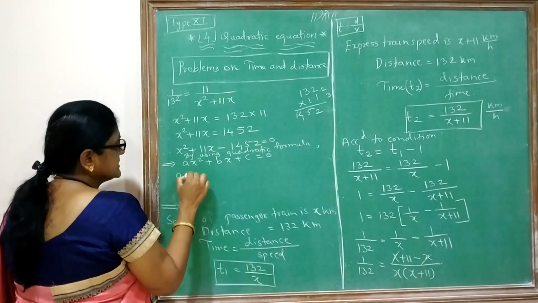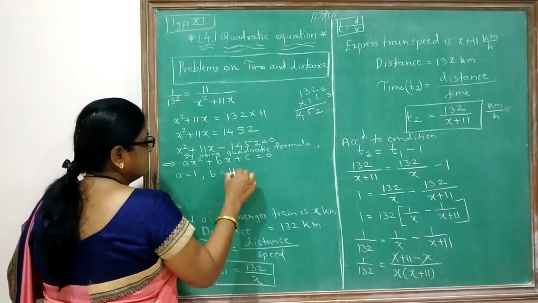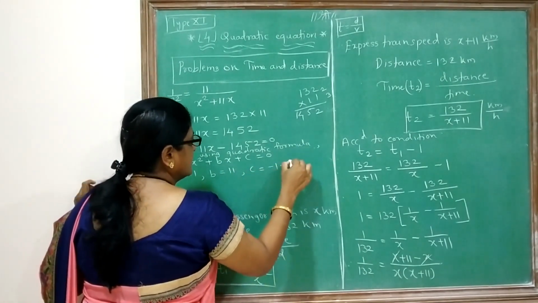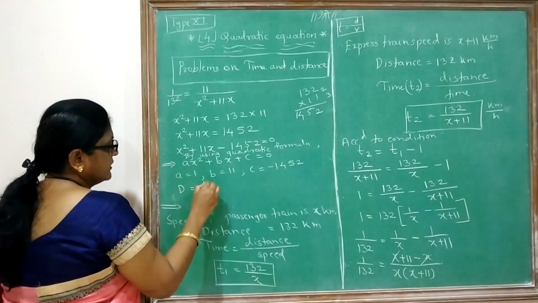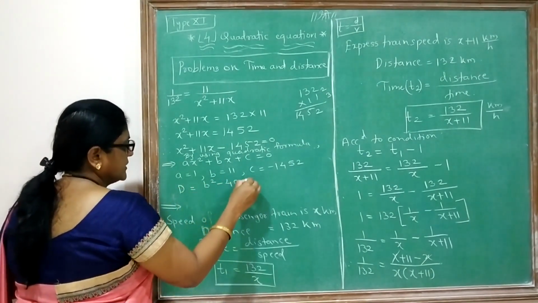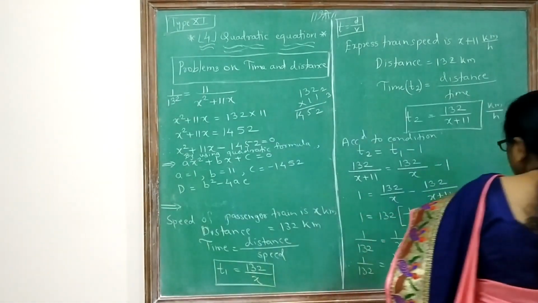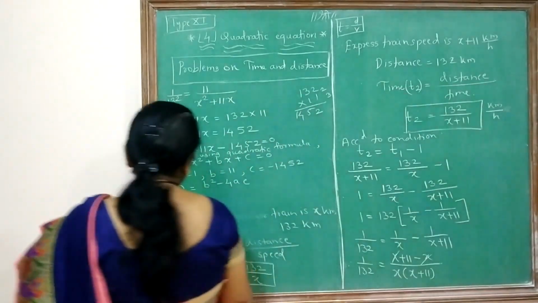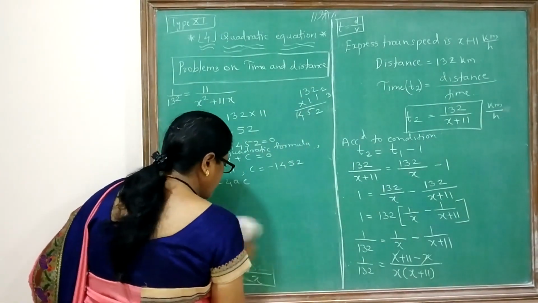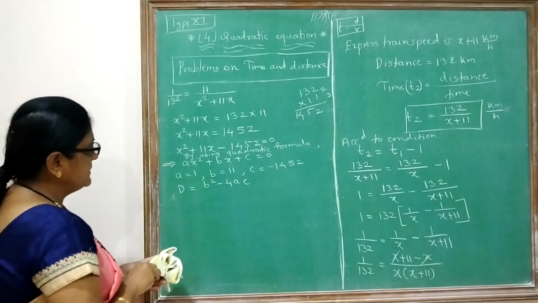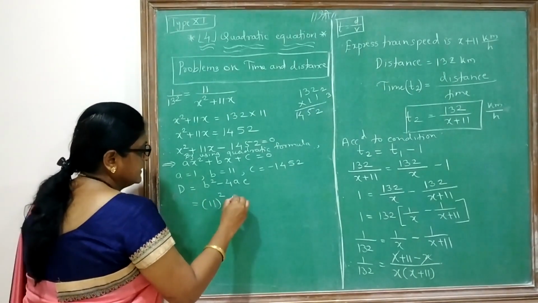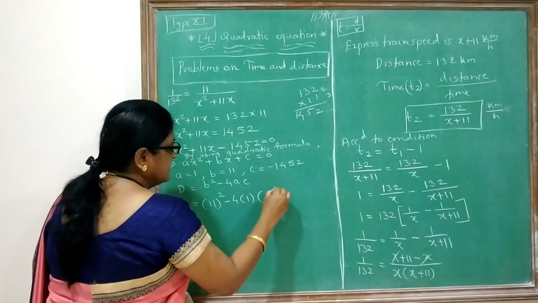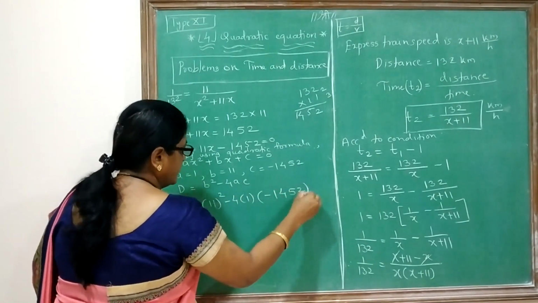And a is 1, b is 11, c is minus 1452. Then first we will find d equal to b square minus 4ac. Then you will put the values. What is the value of b? b is 11 square minus 4 into a, which is 1, and c, which is minus 1452.